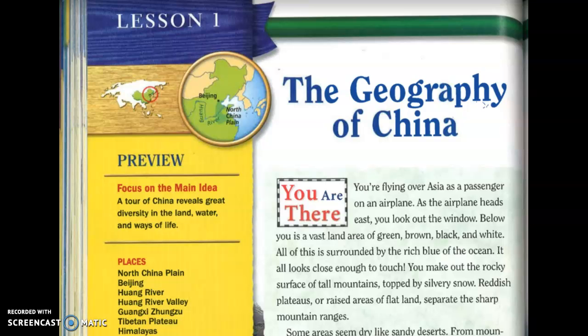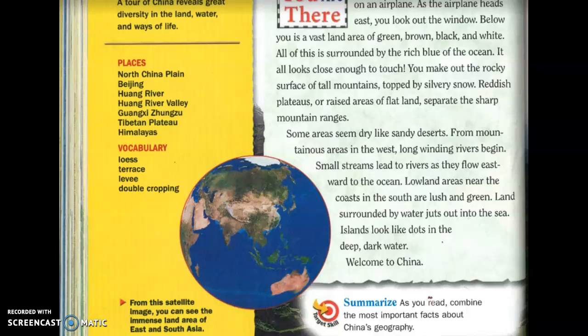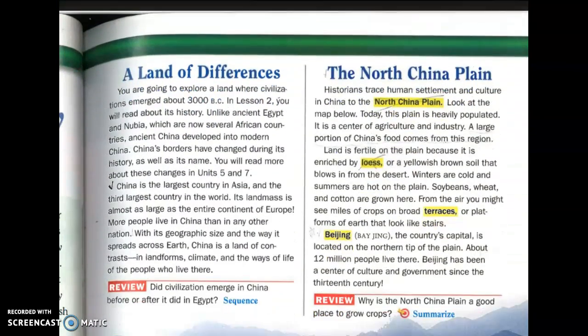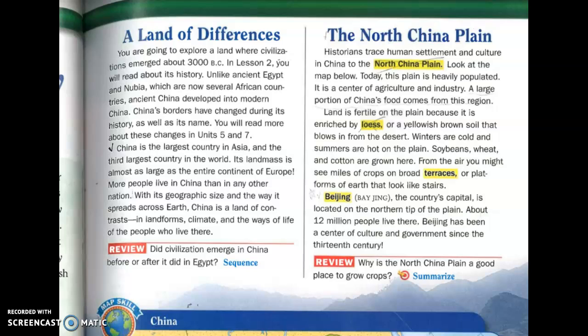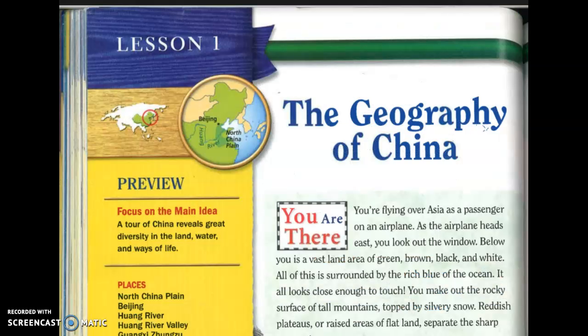Unlike ancient Egypt and Nubia, which are now several African countries, ancient China developed into modern China. China's borders have changed during its history, as well as its name.